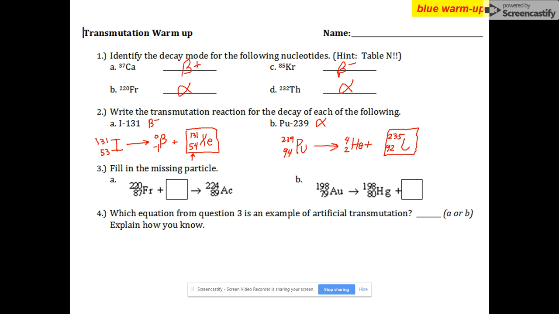Uranium has 92 protons, so it has a charge of plus 92. So there we go. Fill in the missing particle.